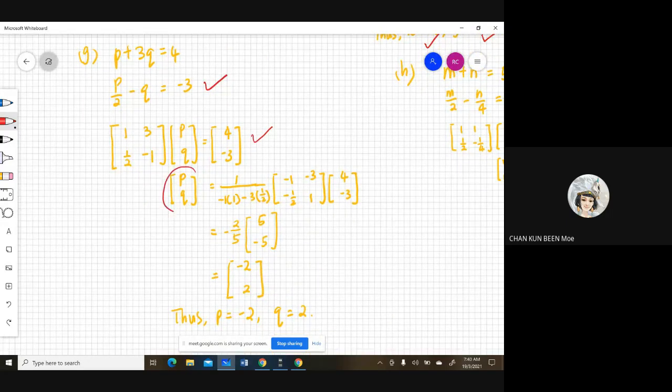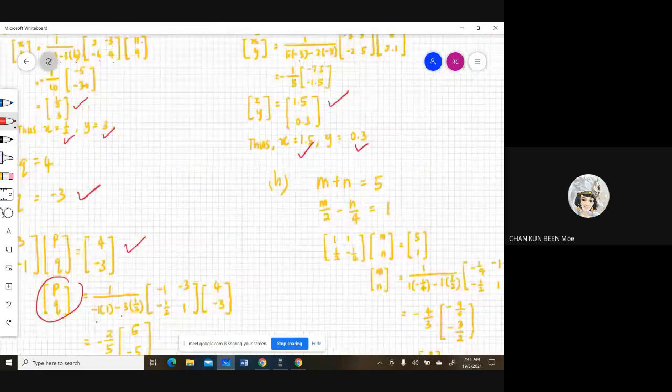Then we find p, q. So p, q is 1 over negative 1 times 1 minus 3 times half. Convert everything, we will get negative 2, 2. So p is negative 2, q is equal to 2. You have to rewrite to show that you understand what is the value of p and q. Okay, we move on to H.